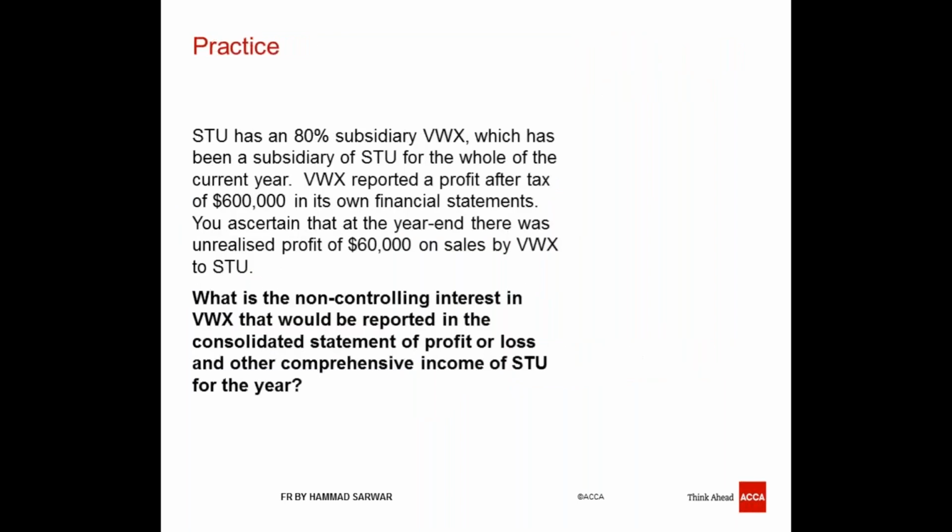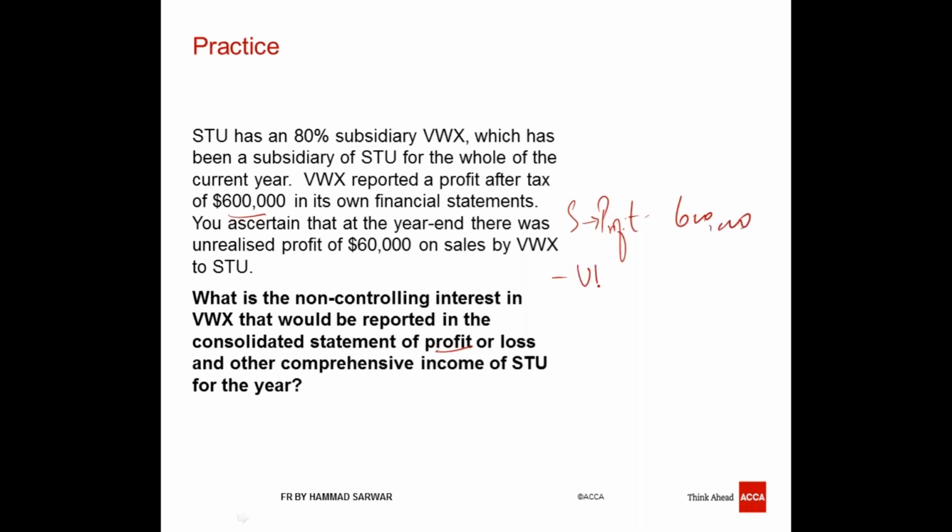I want all of you to attempt this question. What is the non-controlling interest in VWX that would be reported in the consolidated profit and loss? So first you need to take the profit of the subsidiary company. Subsidiary's profit is 6 lakh.